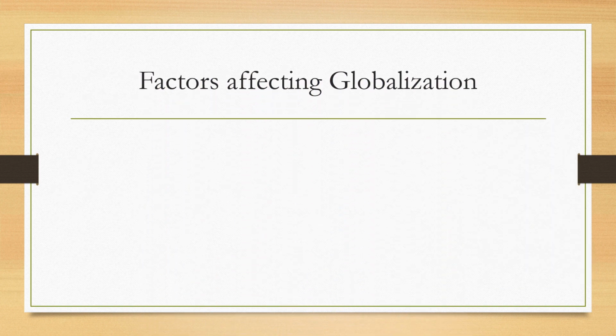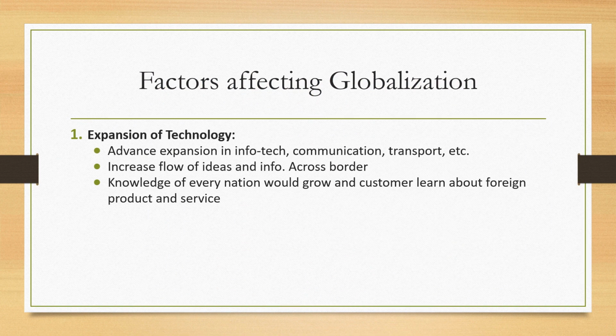Coming towards the factors affecting globalization, first we have expansion of technology. Advanced expansion in infotech, communication and transportation has resulted in globalization. There is an increased flow of ideas and information across the border. The knowledge of every nation would grow and customers learn about foreign products and services.